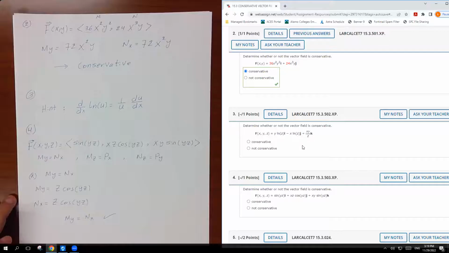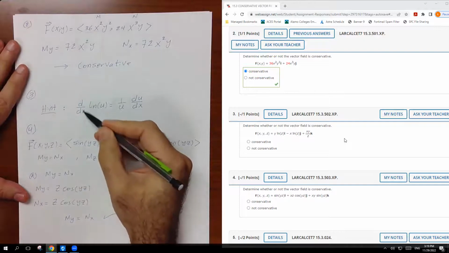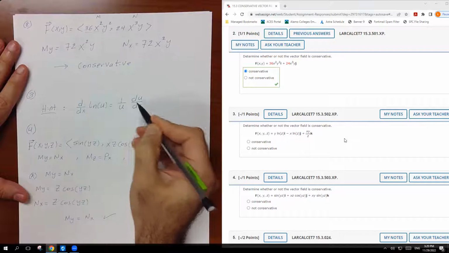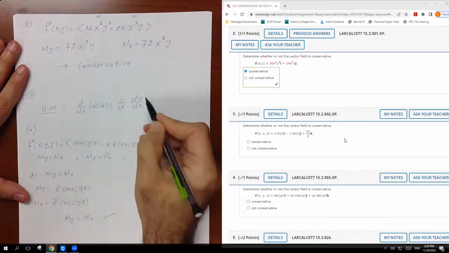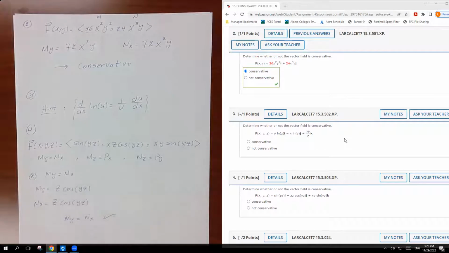For number 3, you're going to get exactly the same thing. So you need to check if it's conservative or not. I'm just going to give you a hint. The derivative d/dx of ln u equals 1 over u times du/dx. You're going to use this formula. So check that. You have to find M sub y and N sub x.